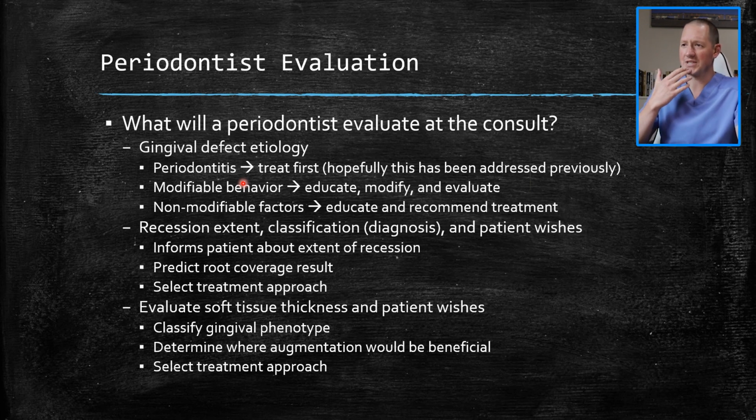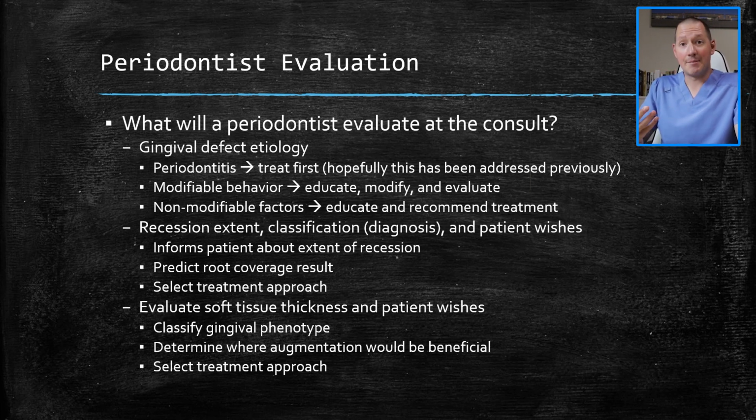The next thing I'm looking for is, are there any modifiable behaviors that are the etiology of this gingival defect? So if there are, for example, toothbrush abrasion, right? That's probably one of the most common things that we see. If there is a toothbrush abrasion or some other modifiable behavior like flossing or toothpick, for example, things like that, I want to educate the patient on that, tell them this is what I'm seeing, this is probably why this is being caused, and then help them modify their behavior, get them on an electric toothbrush, show them how to brush properly without a lot of excessive force on the gingival tissue, that sort of thing.